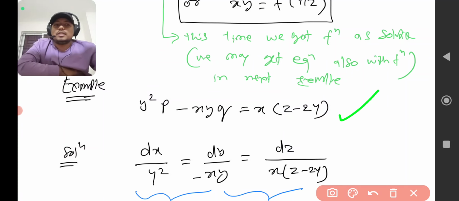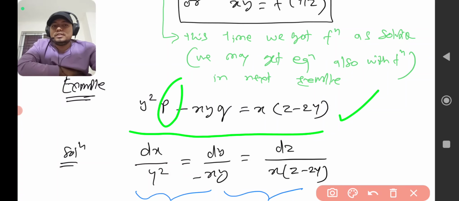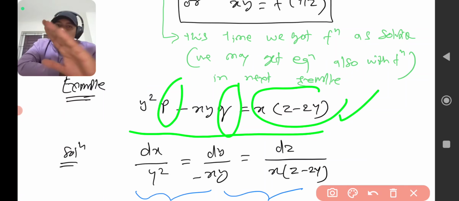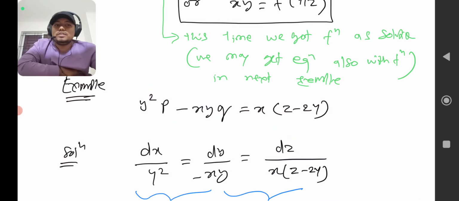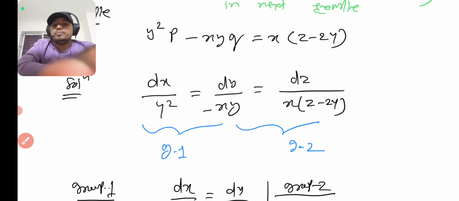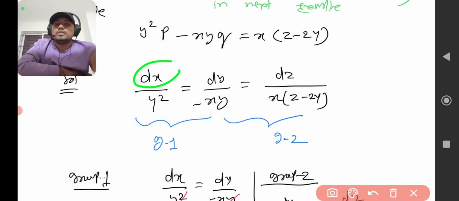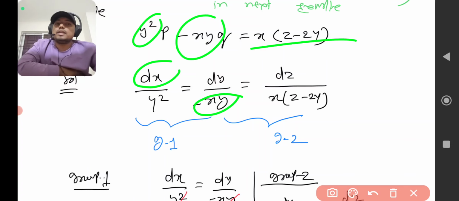Now the second question I have chosen. You can see in the second question, what is your first job? This is in the format of the Lagrange equation. You can see P is written here as small p, Q as small q, and the total is, so first you understand the coefficients. What is the coefficient of P? The coefficient of P will go below dx, that is y square. The coefficient of Q will go below dy, that is minus xy. So minus xy will come here, and everything on the right side will go below dz.